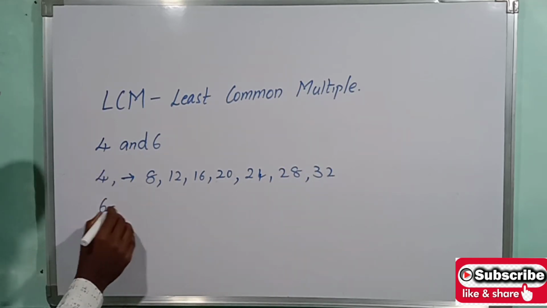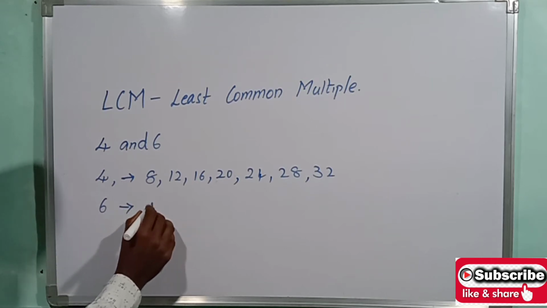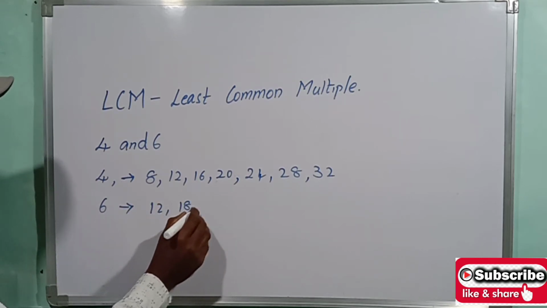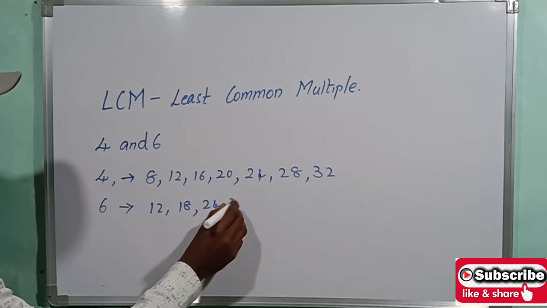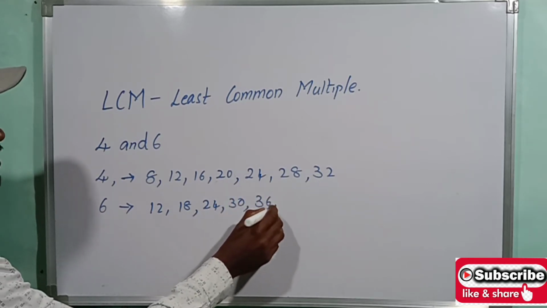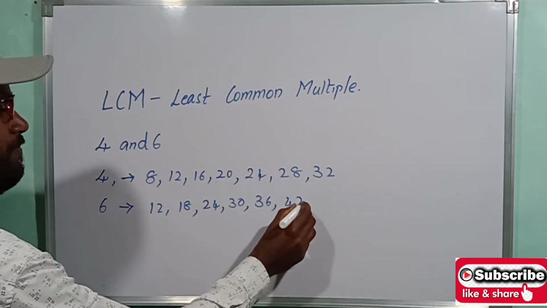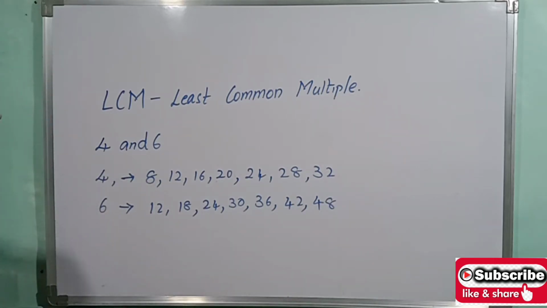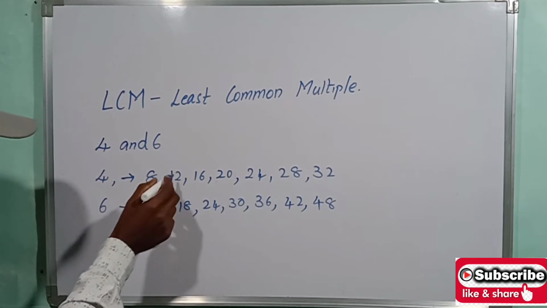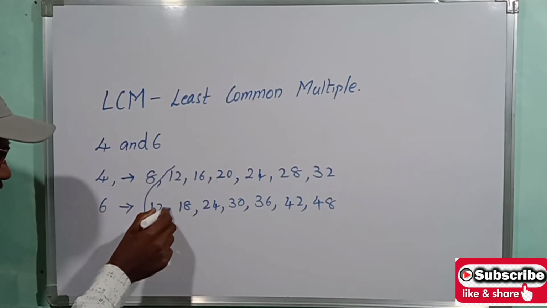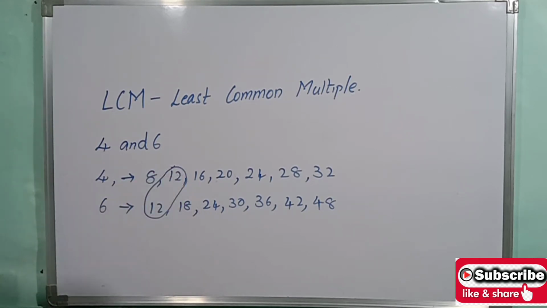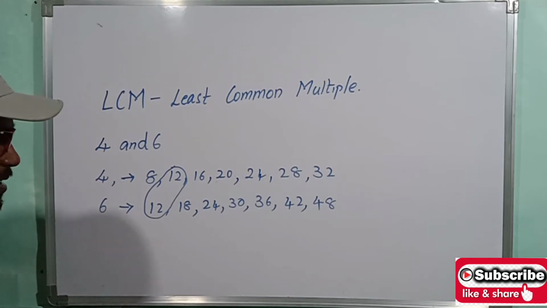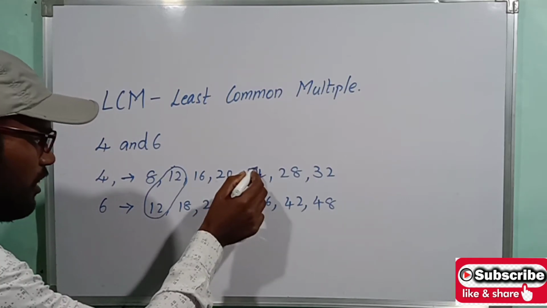Now write the multiples of 6. 6 2s are 12, 6 3s are 18, 6 4s are 24, 6 5s are 30, 6 6s are 36, 6 7s are 42, 6 8s are 48, and so on. Now what are the common multiples here? 12 and 12, both are the same, so 12 is a common multiple. Next one, any more? Yes, 24.